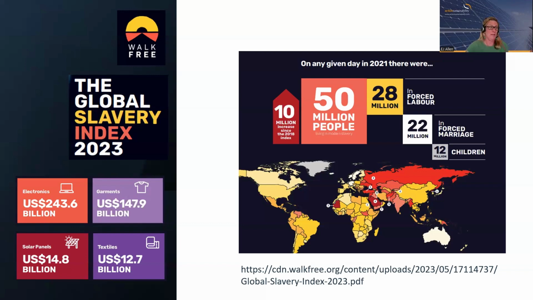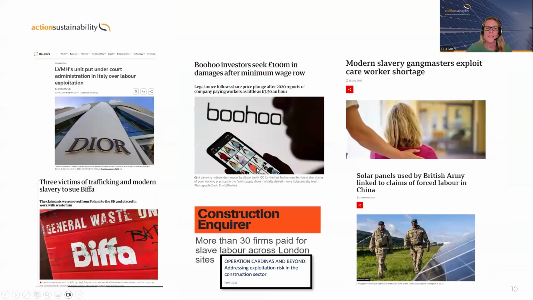Electronics, all our technology, our cars, our phones, all high chance of containing slavery. Garments, solar PV and textiles. Have a look at these. I'm not going to talk through these examples. I just wanted to flash this slide up to highlight that the reputational risks are very real. Luxury brands, public sector, social care, waste, slavery and labour exploitation risks are everywhere.